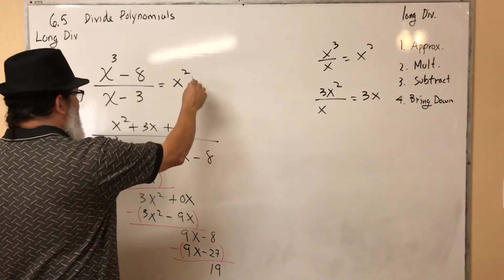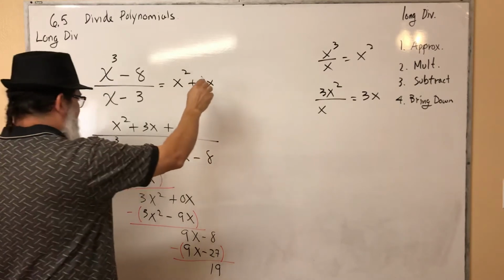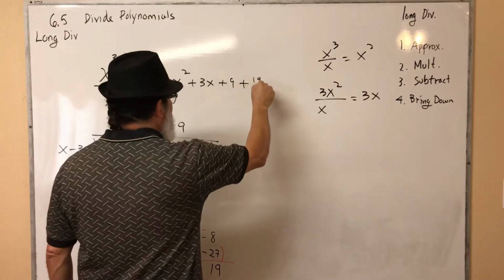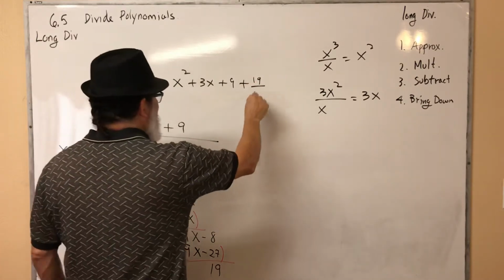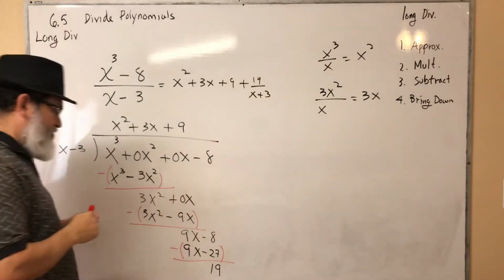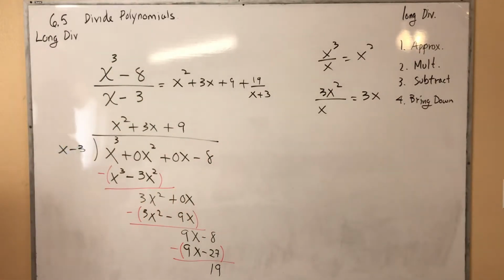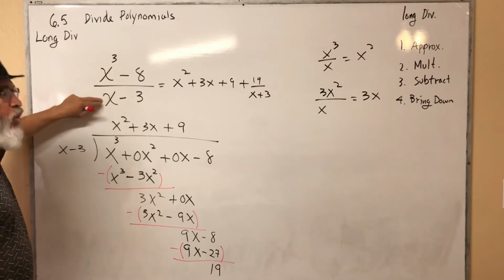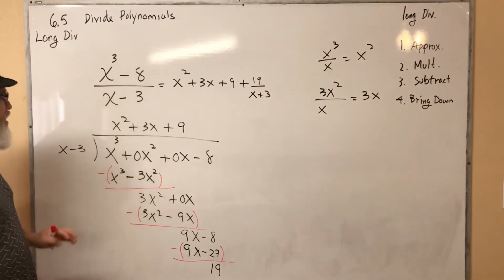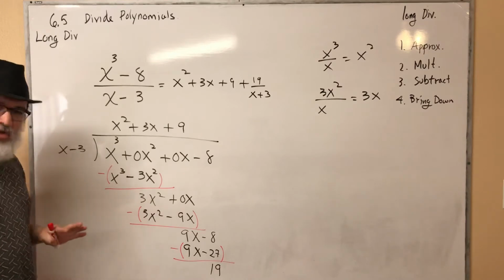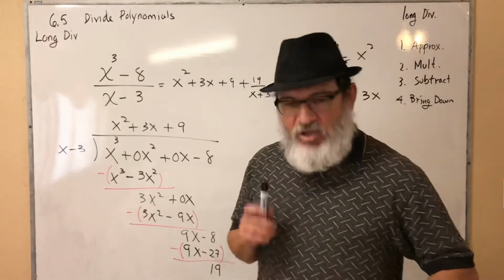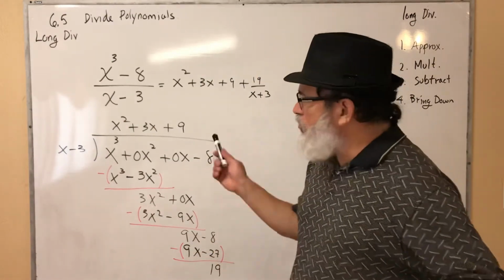So therefore this equals x squared plus 3x plus 9 plus 19 over x minus 3. Look at that. This is long division. You use long division when you're dividing by a binomial or more. If you are dividing by a monomial, you don't do that. When you divide by a monomial, you don't go through long division.